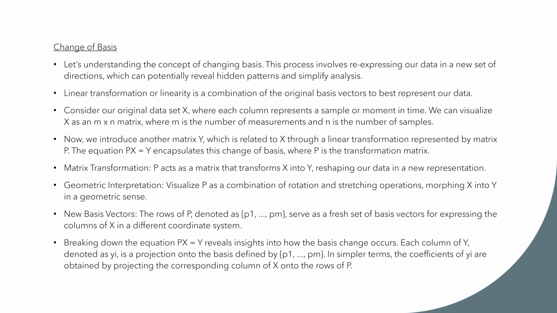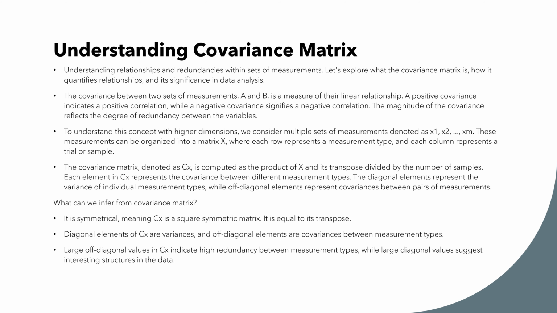Geometrically, P can be visualized as a combination of rotation and stretching operations. The rows of P serve as a fresh set of basis vectors for expressing data in a different coordinate system. Each column of Y is a projection onto the basis defined by the rows of P, with coefficients obtained by projecting corresponding columns of X onto P. Now let's understand the covariance matrix. The covariance matrix quantifies relationships and redundancies within a set of measurements.